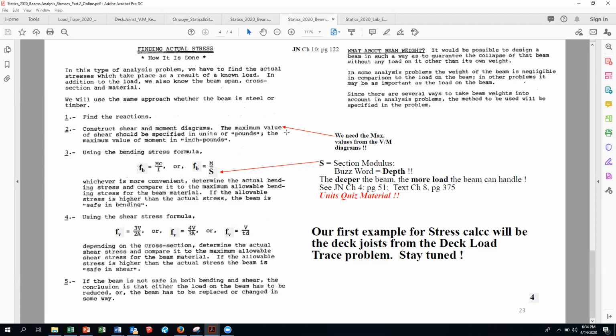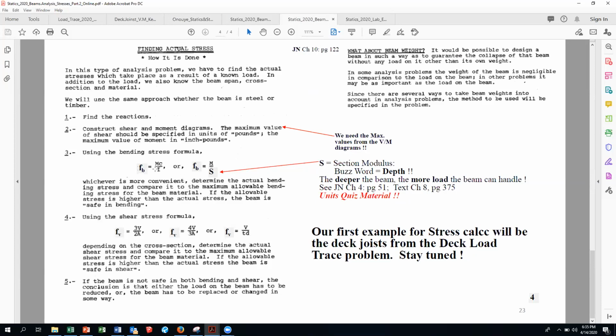And the buzzword for that is depth. The deeper the beam, the more load the beam can handle. In other words, if you made your deck joists out of 2x4s, the depth of that 2x4 is 3.5 inches. The depth of the 2x10 is 9.25. So of course, the deeper beam is the 2x10. You're going to see this on the units quiz this week. We're going to launch that probably tomorrow. Okay. So we're going to use this M over S. It's just easier. Very basic section modulus, very basic formula.